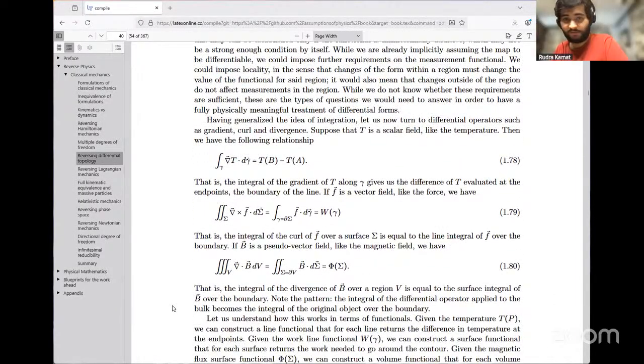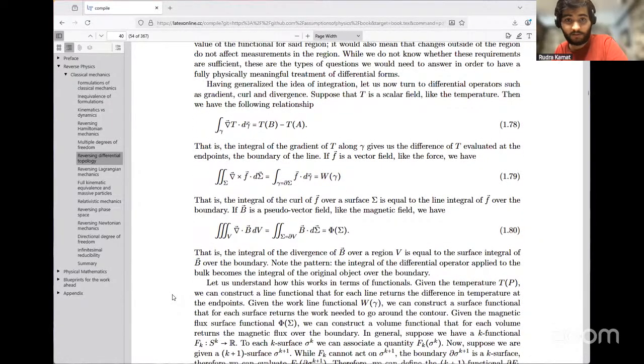Having generalized the idea of integration, let us now turn to differential operators such as gradient, curl, and divergence. Suppose that T is a scalar field like the temperature, then we have the following relationship. Gradient of T dot d gamma equals T at the endpoint minus T at the initial point.